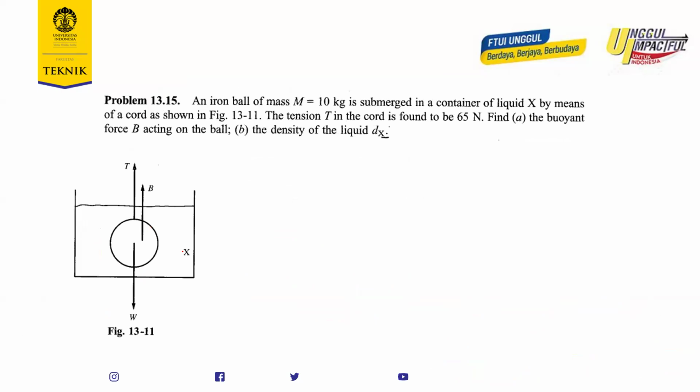Okay, and then another example is about Archimedes' principle. An iron ball of mass 10 kilograms is submerged in a container of liquid X by means of a quartz tension T. Newtons, find the buoyant force B, and then the density of the liquid, dx. Okay, you can try first. Please try this one first.